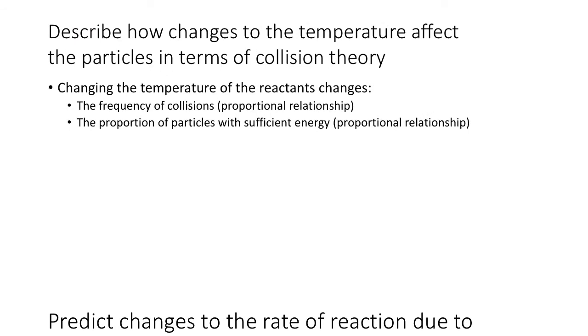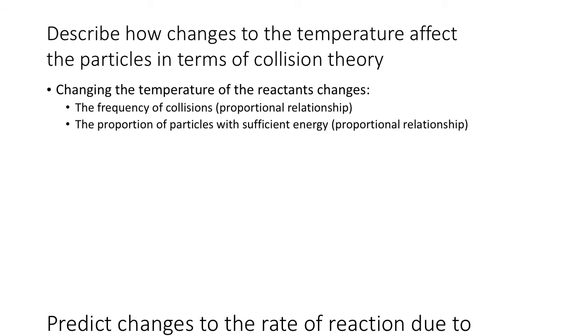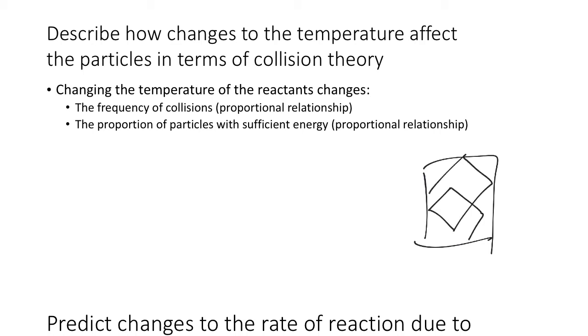Describe how changes to the temperature affect the particles in terms of collision theory. If you think about it, if the particles are moving faster in the same sized container, in 1 second it might go this far when it's at 15 degrees, but if it's at 400 degrees, it's going to go much further in the same amount of time. And if it's going to go much further in the same amount of time, it's going to collide more often. So the frequency of collisions increases as the temperature increases. The frequency of collisions is the first thing that it changes in terms of the collision theory.